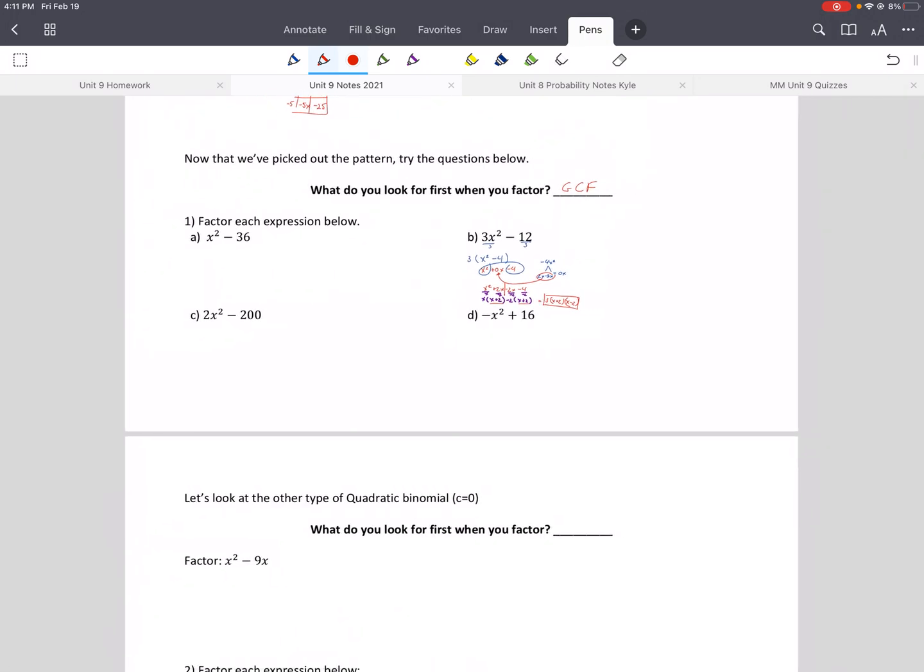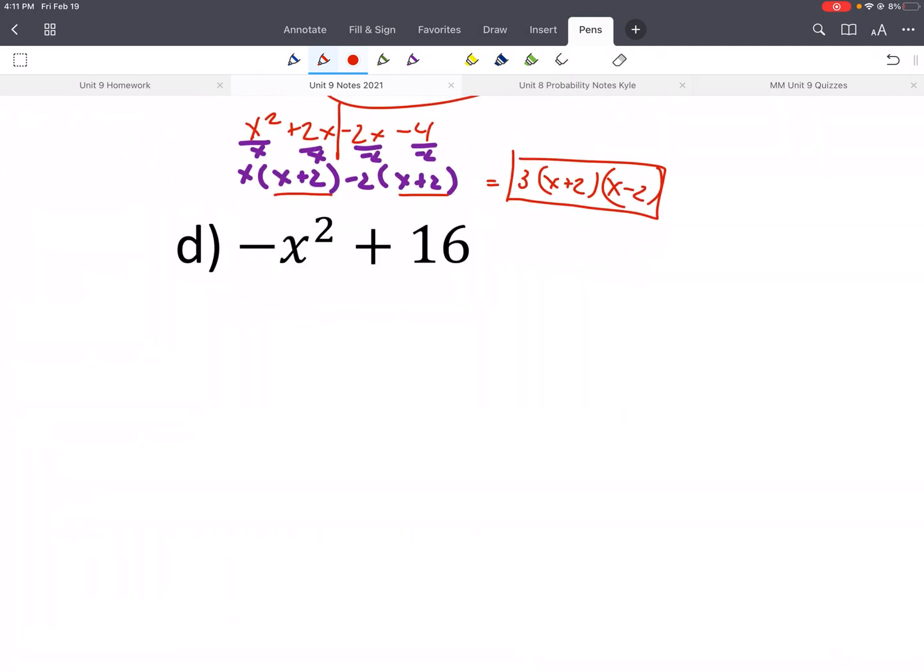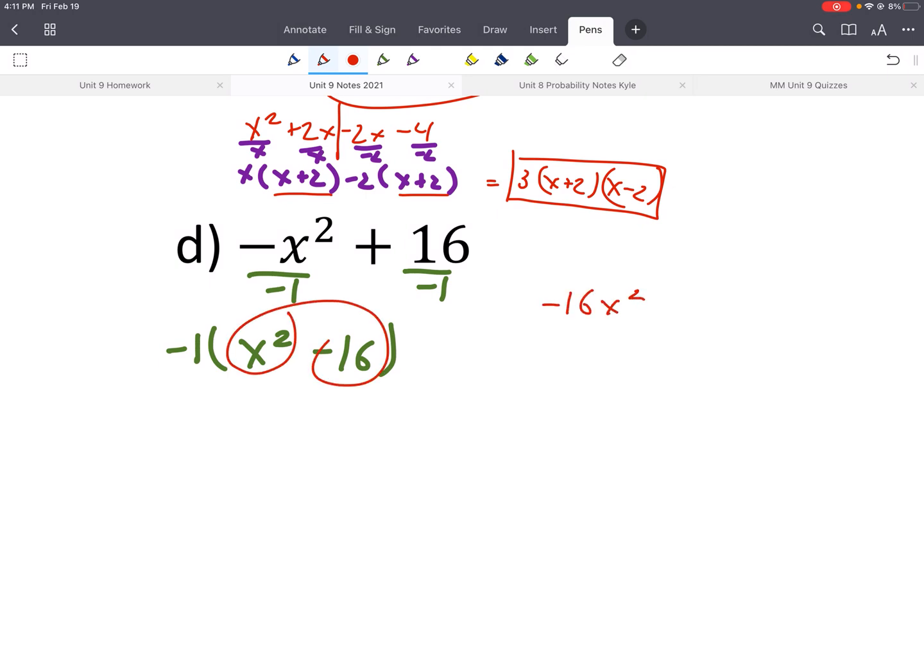Let's do one more together. So does D have a greatest common factor? You bet it does. Let's take out that negative 1. If you don't, then it won't work out. So make sure you do that. All right. So again, we need to do our glasses. Two things that multiply to give us negative 16x squared and add up to give us that middle term, which is 0x. Hopefully you're starting to get this, it's like the square root of 16. So the two things that multiply to give you 16 and add up to give you 0 have to be 4x minus 4x.